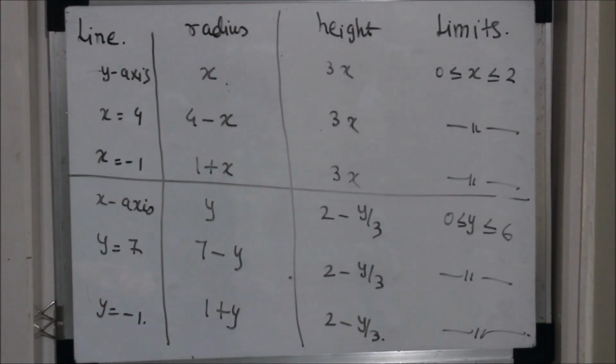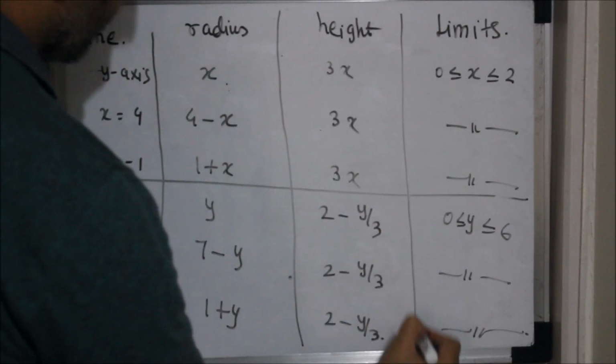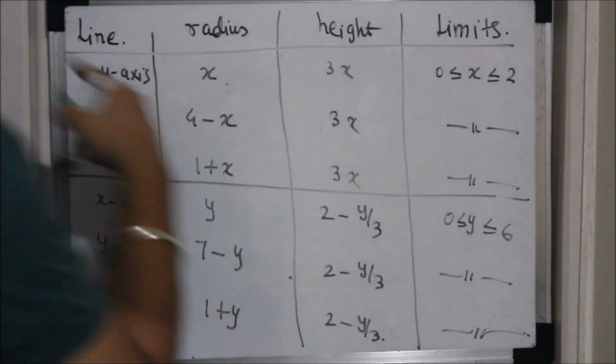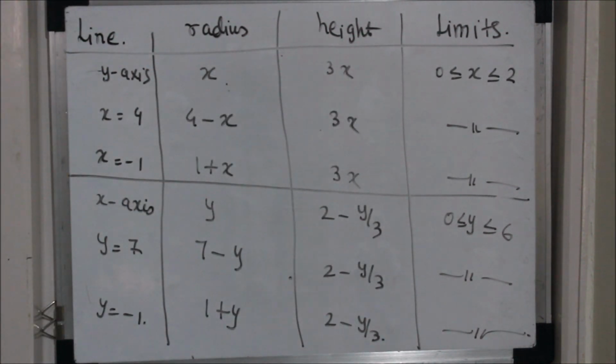This is what the final picture looks like. The first column is the line along which we are revolving this region. The second represents the radius, then the height and the limits. I had just made one division of this: the first 3 are the vertical lines, the rest 3 are the horizontal lines. For the vertical lines the heights are the same, and for the remaining also the heights are the same. What is changing is the radius, and as I told earlier, the radius is not changing that drastically. It can be one of the 3 possibilities, and at the end I have written the limits.